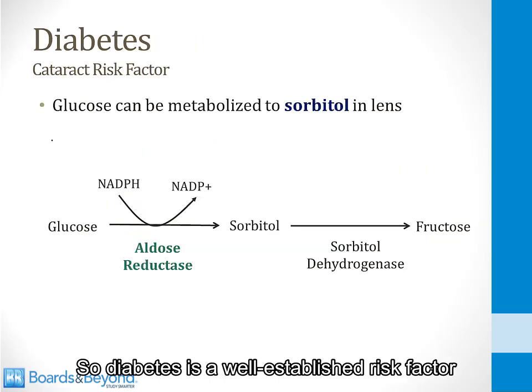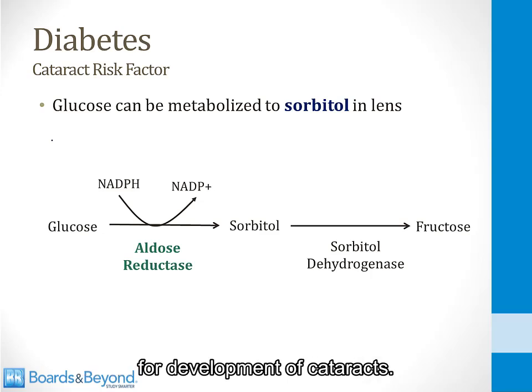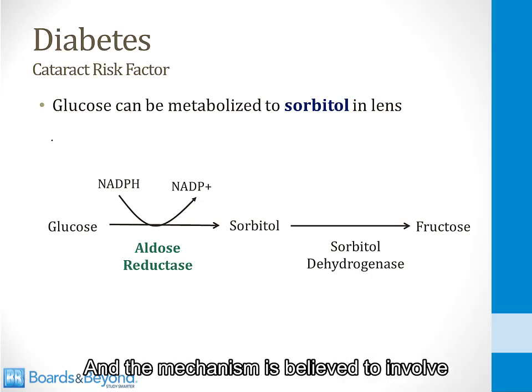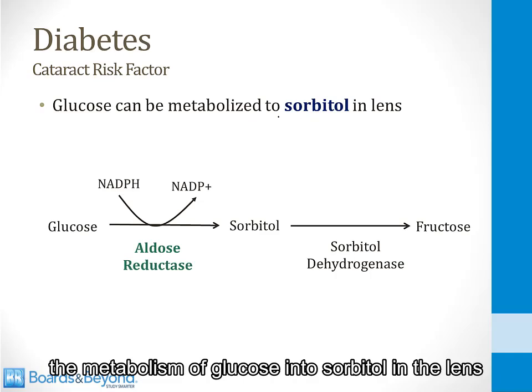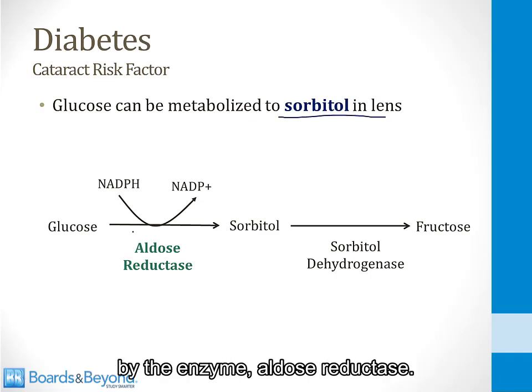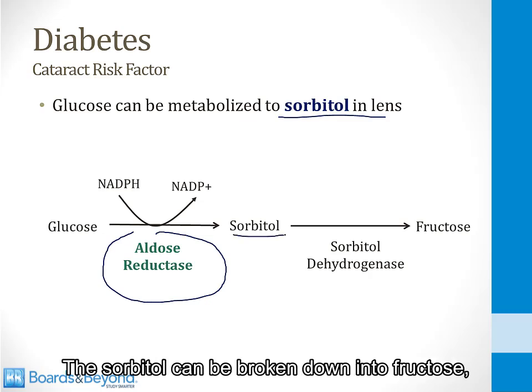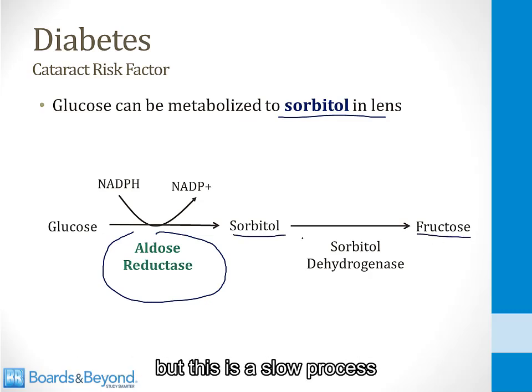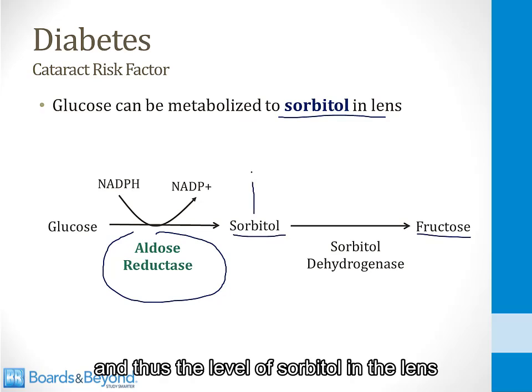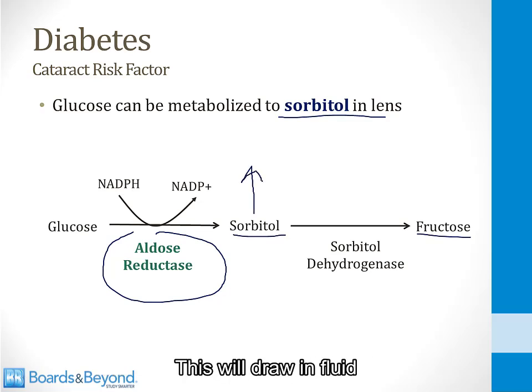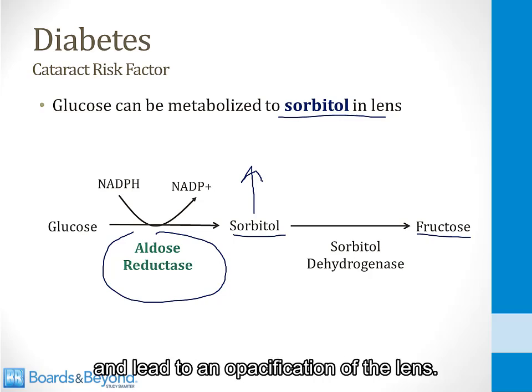So diabetes is a well-established risk factor for development of cataracts, and the mechanism is believed to involve the metabolism of glucose into sorbitol in the lens by the enzyme aldose reductase. The sorbitol can be broken down into fructose, but this is a slow process, and thus the level of sorbitol in the lens can get very high. This will draw in fluid and lead to an opacification of the lens.